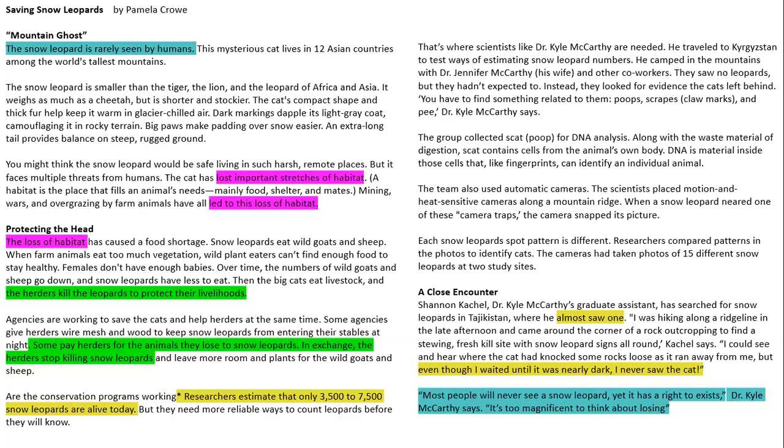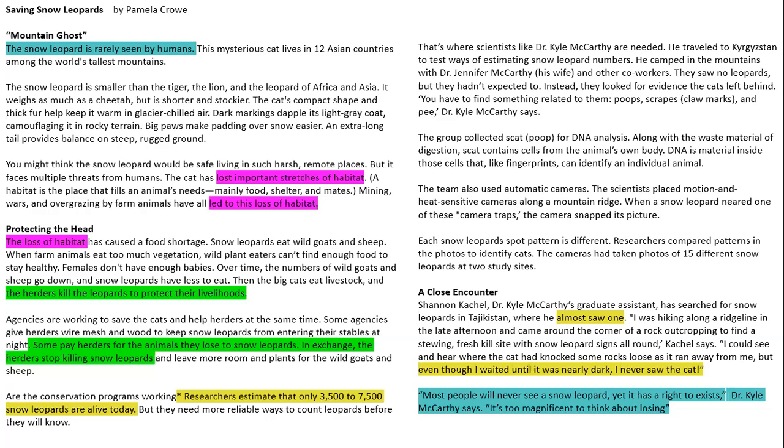So here it's talking about the loss of habitat, and we also notice, and we saw this in the table as well, that herders are killing leopards to protect their livelihoods, which is their livestock. So I'm going to look for that because I remember noticing that in the table.